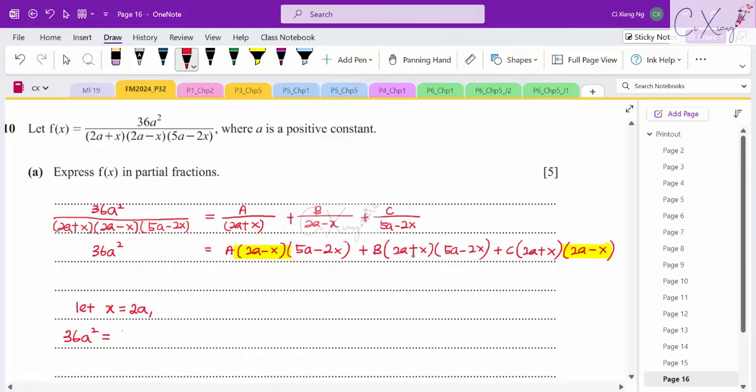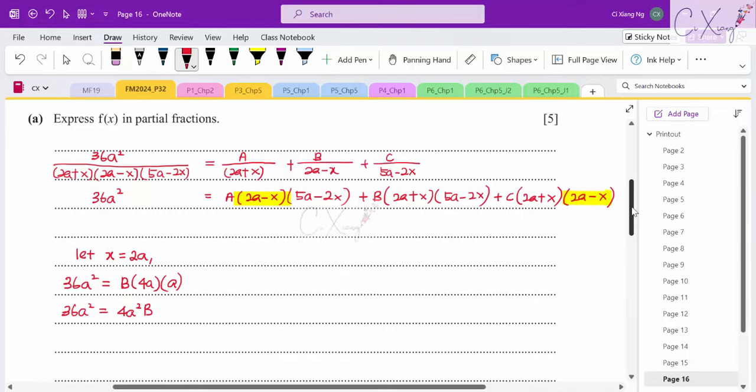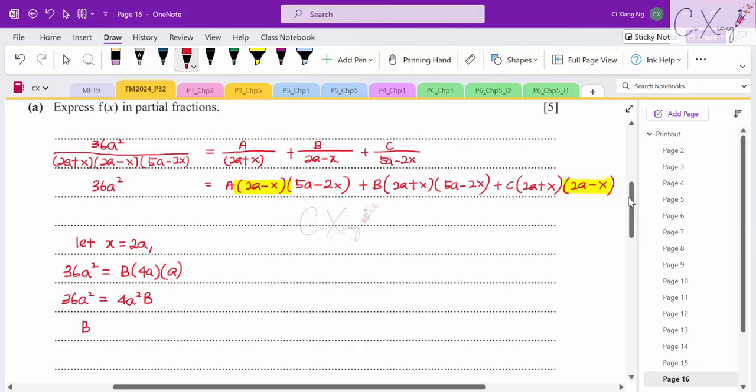So what do I have for the B here? 2a plus 2a, I have 4a. Then 5a minus 4a, you are having a. If you simplify this equation, you'll have 4a squared b, and very easily you can get the value of b. So b should equal 9.